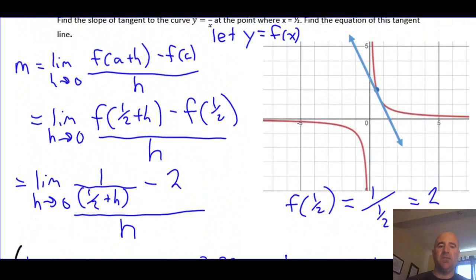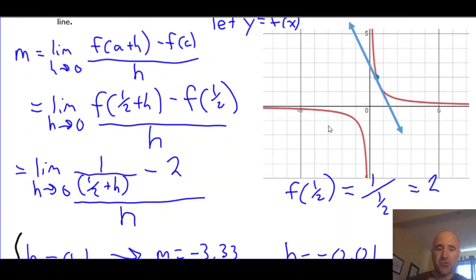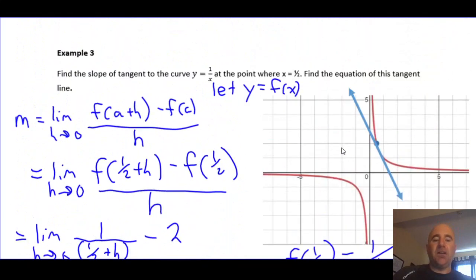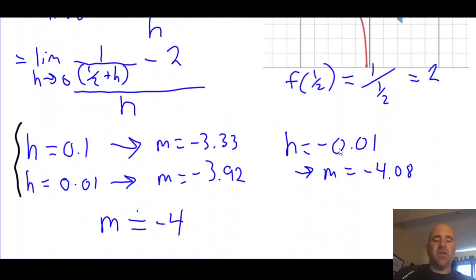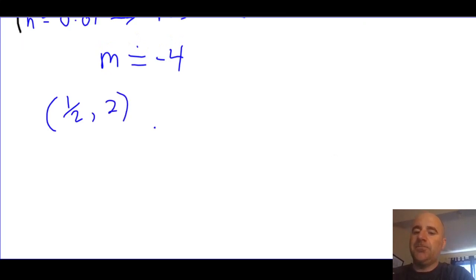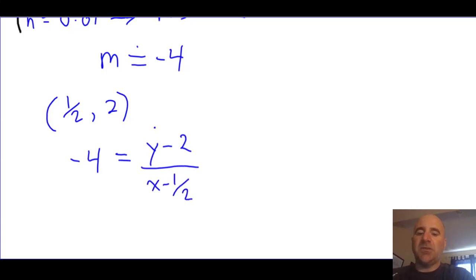We know the slope of this curve, or sorry, the slope here of this tangent line is negative 4. We're going to assume that that's true. And we're going to now find the equation as well. So to find the equation of the tangent line, of course, we have a slope that's equal to negative 4, and we have the point 1/2 and 2. So we can say that negative 4 will equal y minus 2, all divided by x minus a half, using that point slope form.